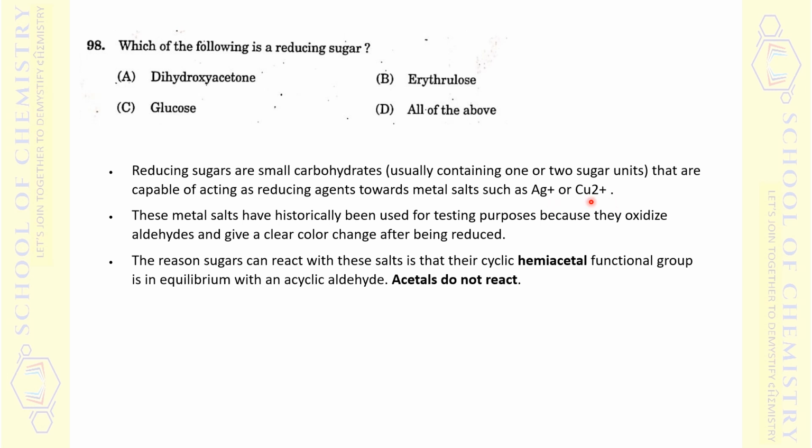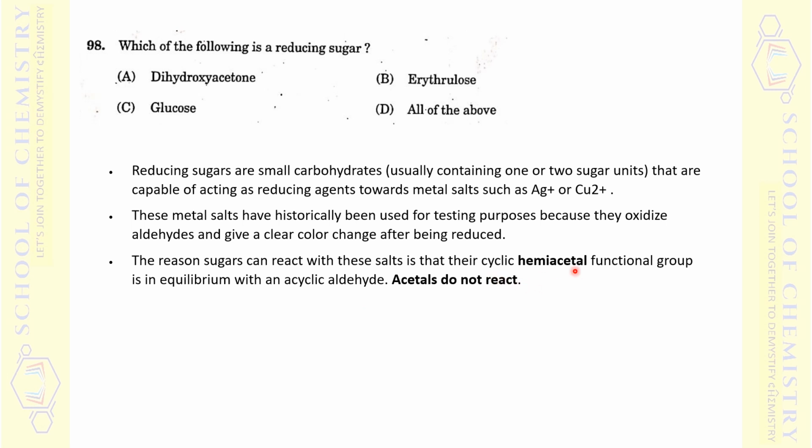So which are those tests, you can just comment that in the comment box. Two particular tests are there, one makes use of Ag plus, and the other makes use of copper 2 plus. Right now, the necessary condition is that if you have a free aldehydic group in the open chain structure of the carbohydrate, then definitely that will be a reducing sugar.